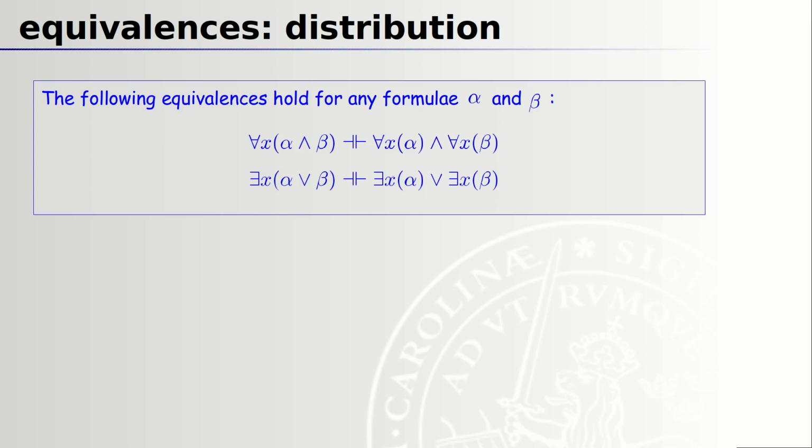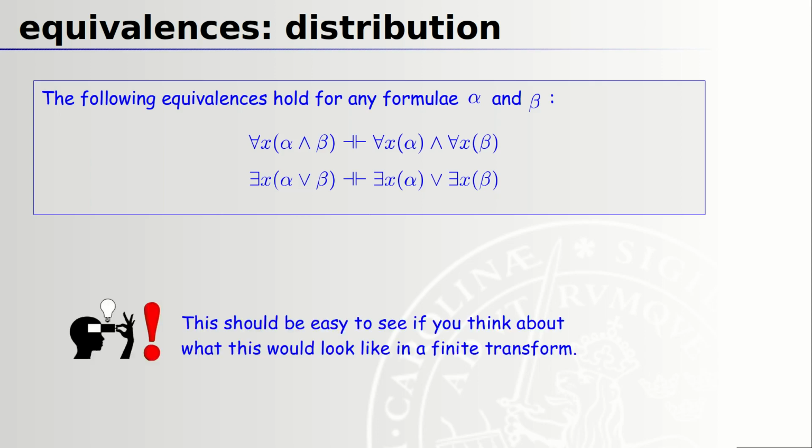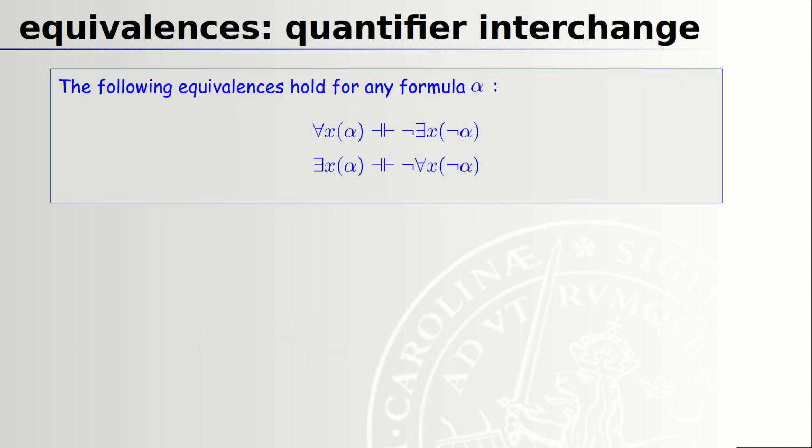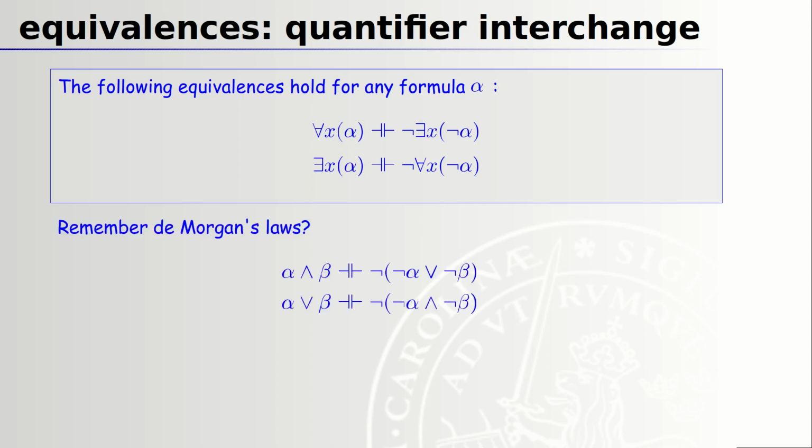For any two formulae alpha and beta, it is always true that the conjunction distributes over the universal quantifier and the disjunction over the existential quantifier. It might help to see this if you imagine what this would look like for finite domains. Also, for any formula, these equivalences hold, which allow you to flip existential quantifiers into universal ones and vice versa. Here, it might help to recall De Morgan's laws.